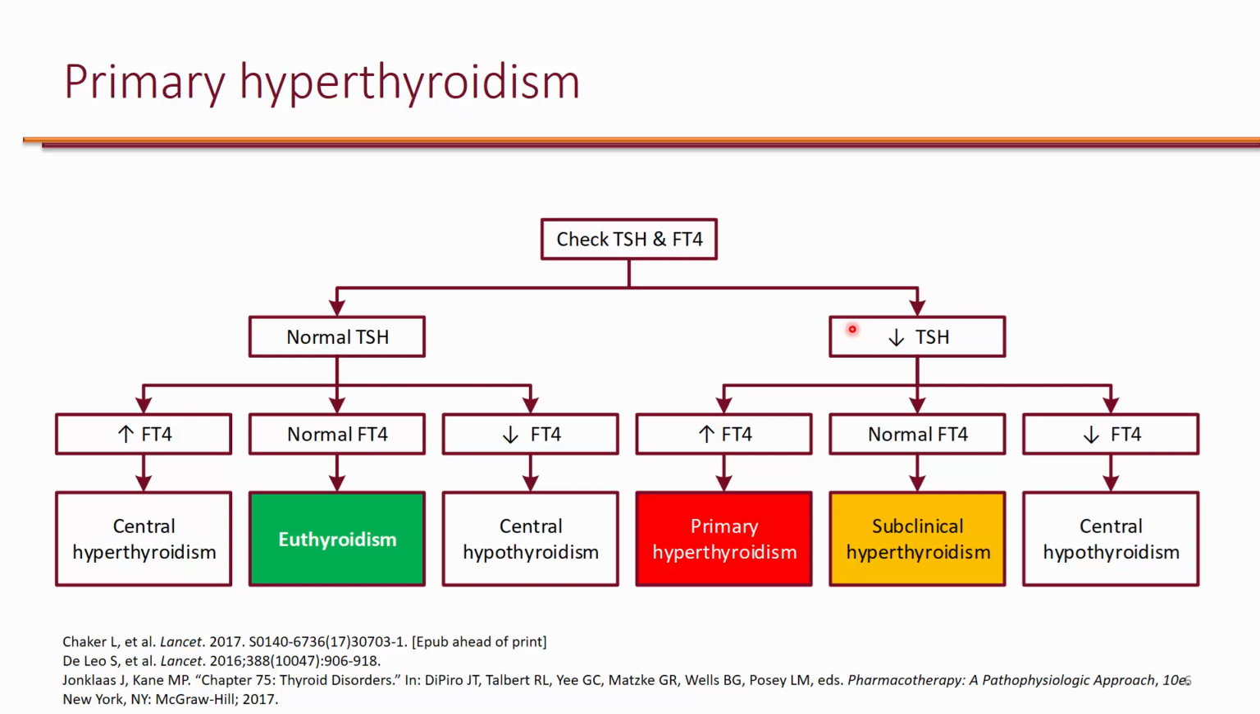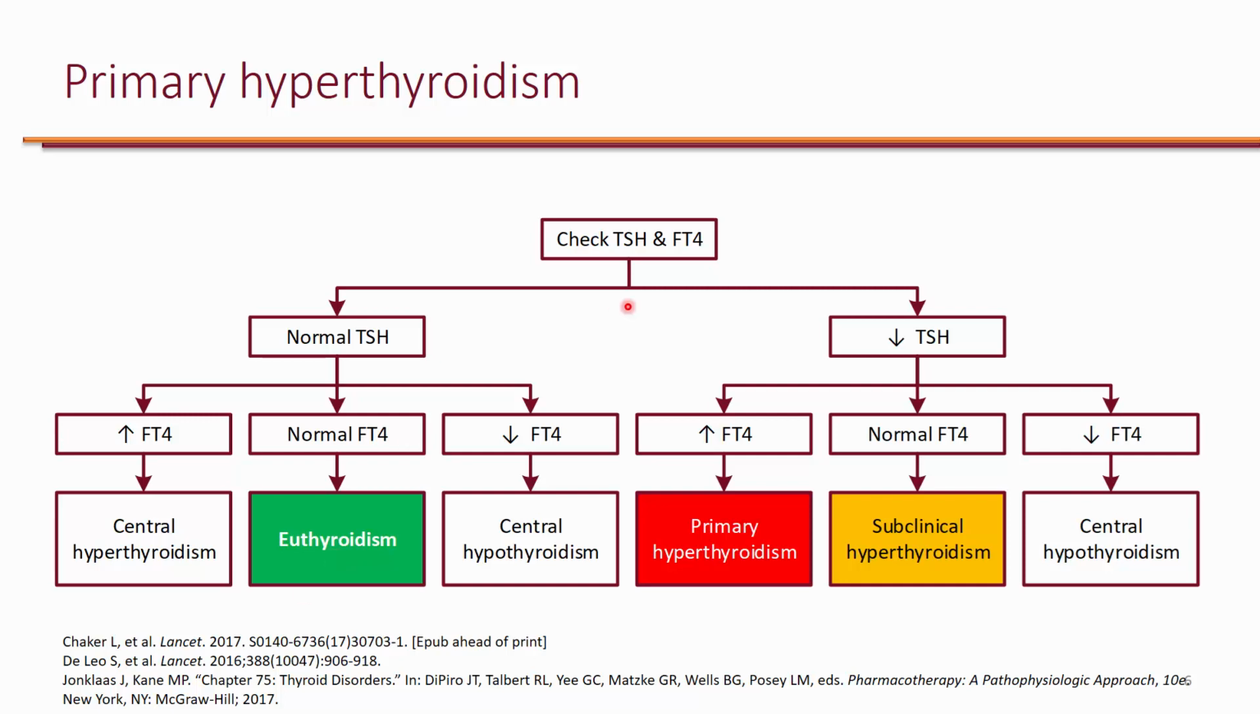Now here's the algorithm for identification of primary hyperthyroidism. As I mentioned, the first thing you need to check is TSH or TSH and T4. Of course, anything I say about T4, you can also apply to T3. So if the TSH is normal and T4 is also normal, we will refer to it as euthyroidism. In a normal person without thyroid disorder, you will have euthyroidism, and also in patients who have thyroid disorders, the goal would be to achieve euthyroidism by intervention.